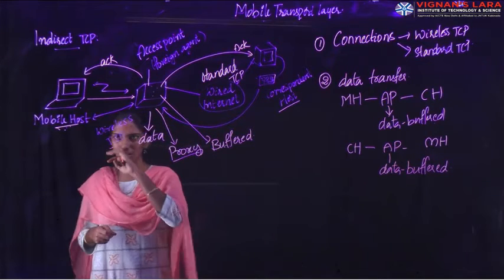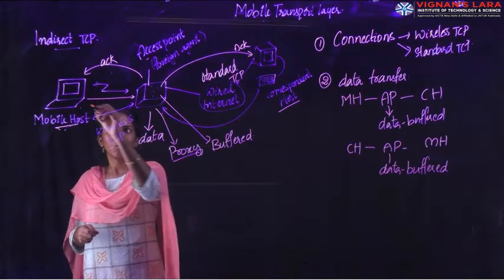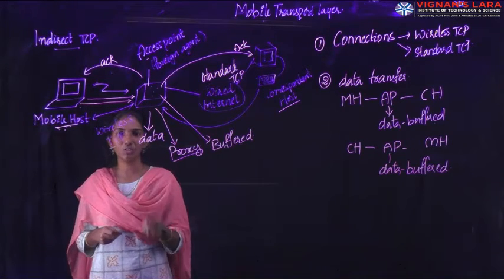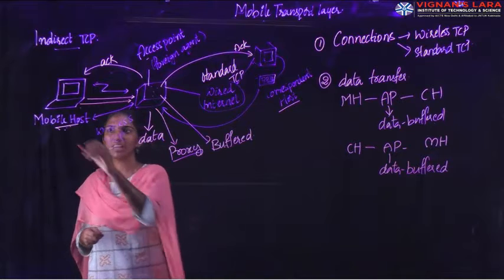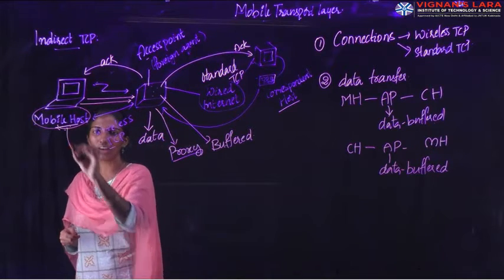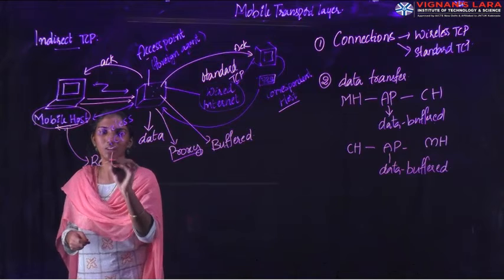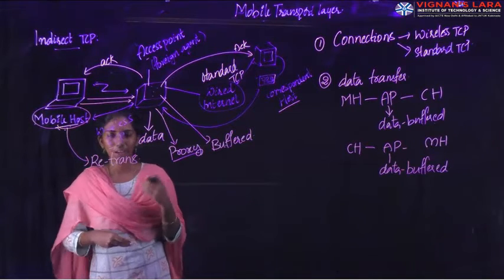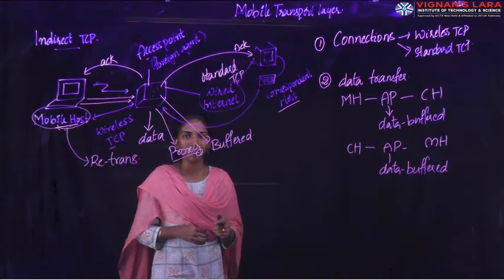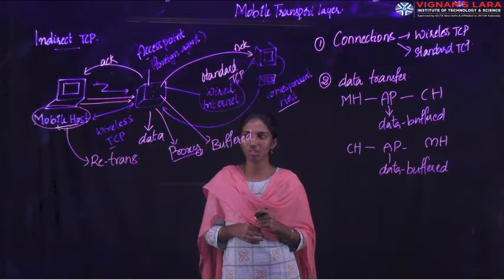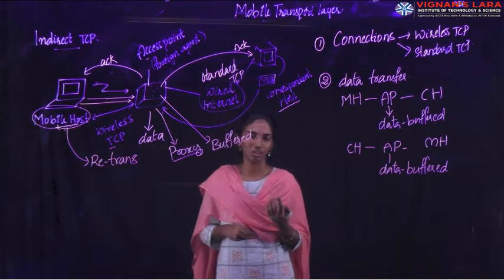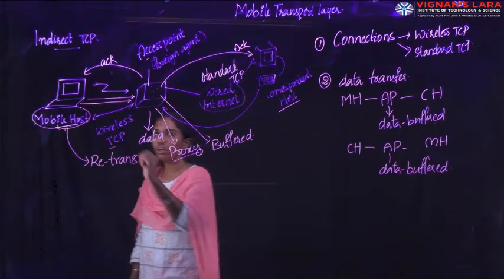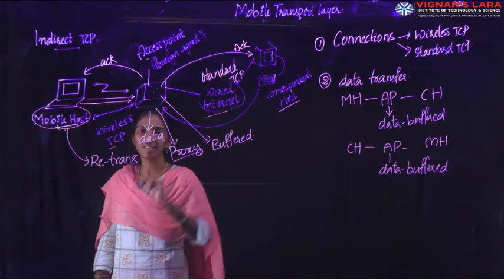What happens is, if while transferring the data from the mobile host to the foreign agent, the data is lost in the network, immediately this mobile host can recognize that and it can retransmit the data. Because in standard TCP we do have certain mechanisms like slow start, fast retransmit or recovery. So this will not be working on wireless TCP. This will be working on standard TCP.